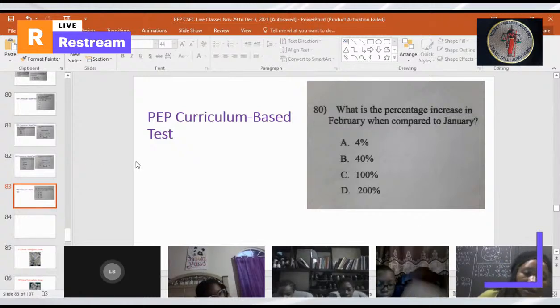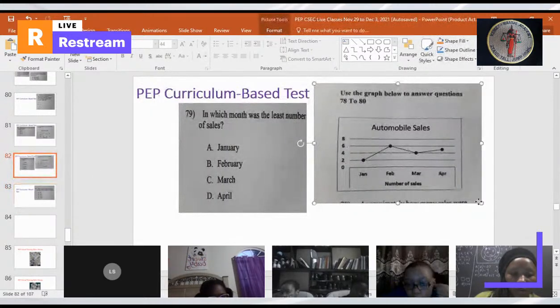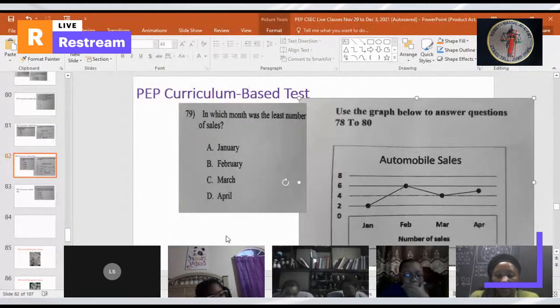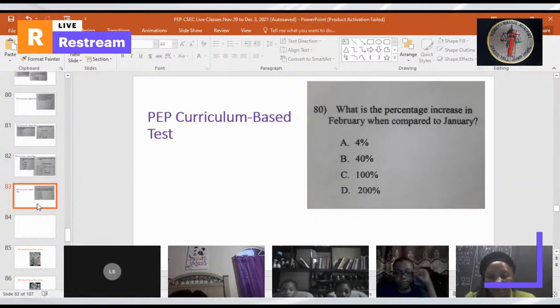Miss, can you go back to the photo, please? So I'm going to go back, but listen to the question and look at the options. What is the percentage increase in February when compared to January? Miss, can you go back to the question so I can see the answers? Jot down the options quickly. So A, 4%, B, 40%, C, 100%, and D, 200%.